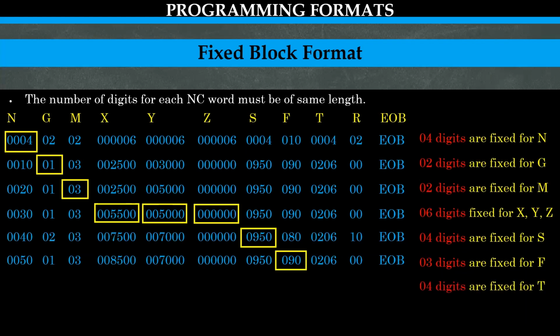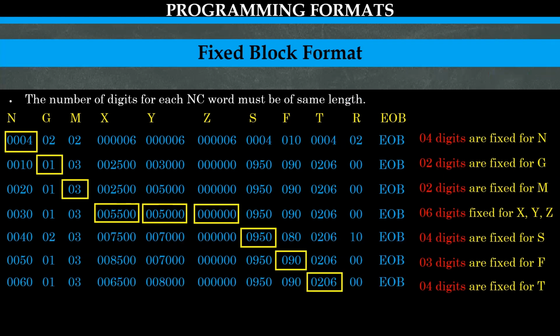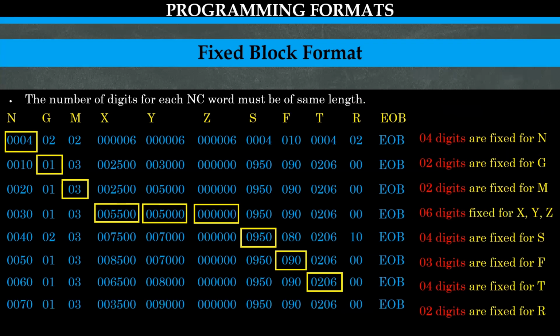3 digits are fixed for the tool change function or tool function. For tool function, 4 digits are fixed. I had explained in my earlier video what is the need of 4 digits in the T word. Finally, for the R word, that is radius, 2 digits are fixed.